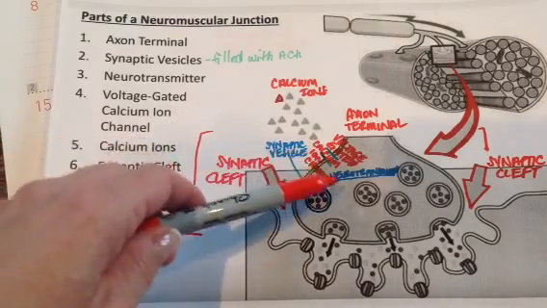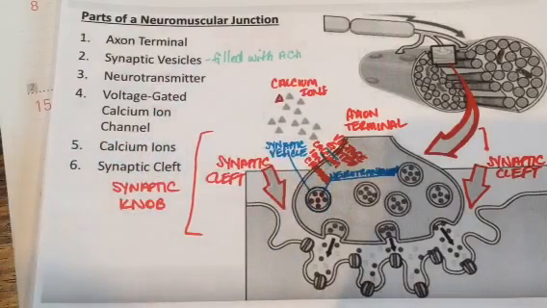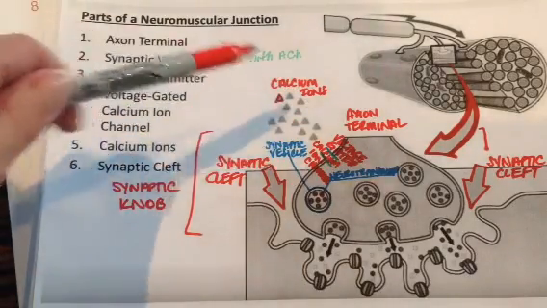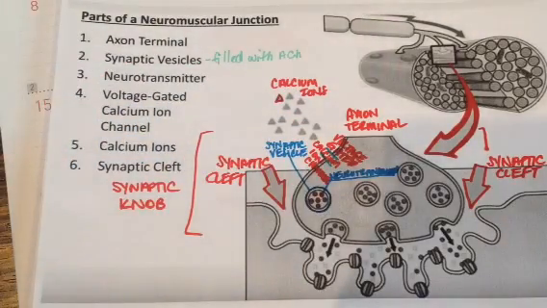And here in the blue is the voltage-gated calcium ion channel. They open in response to voltage or action potential, which we'll talk about in just a little bit. The calcium ions, you can see here, are just free-floating at the moment.